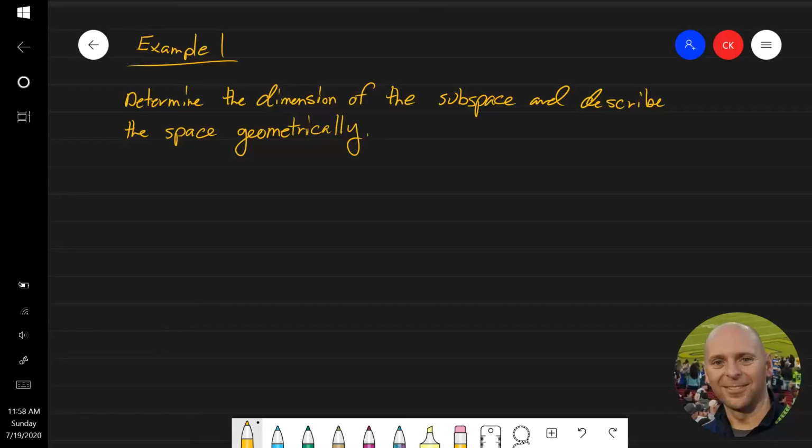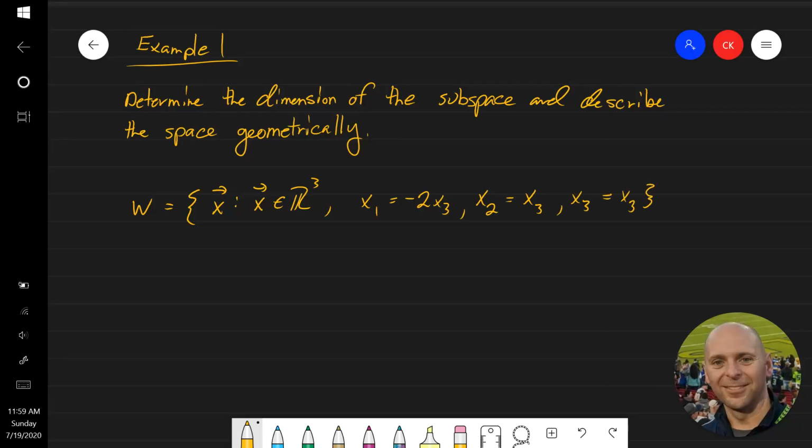Let's just look at a couple of examples of finding dimension for various subspaces, and we'll try to get a look at some different ways we can describe subspaces as well. For this first example, we'll take W equal to the set of all x, such that x is an element of R3, and we've got some specific requirements: x1 is equal to minus 2x3, x2 is equal to x3, and x3 is an independent or free variable. So here's our subset W.